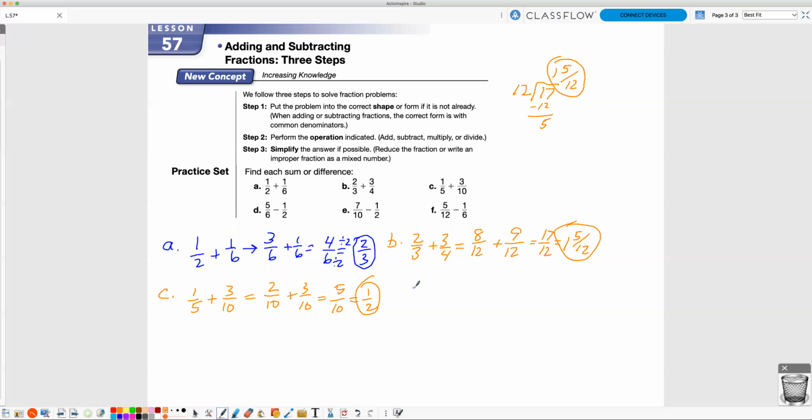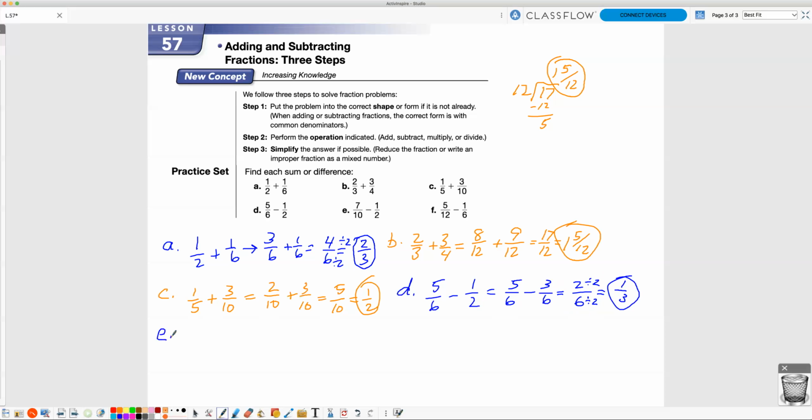Letter D, 5/6 minus 1/2. This would be the same as 5/6. I'm going to leave that the same. And then this would have a denominator of 6. That's times 3. 1 times 3 is 3. When I work this problem out, I get 5 minus 3, which is 2. 6 stays the same. Recognize that 2 divided by 2 is 1. And 6 divided by 2 is 3. So the reduced fraction would be 1/3.